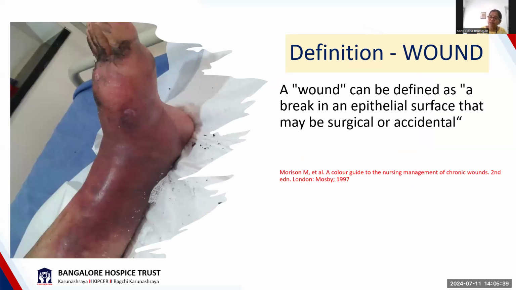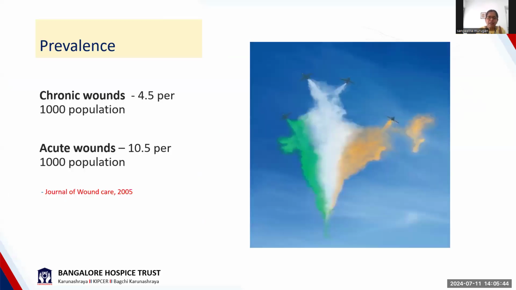It might be because of surgery or it could be accidental. If you look at the prevalence, acute wounds are more common: 10.5 per 1,000 population have an acute wound. Chronic wounds are fewer, only 4.5 per 1,000 population. This is only Indian statistics, but that 4.5 will create a lot of problems.